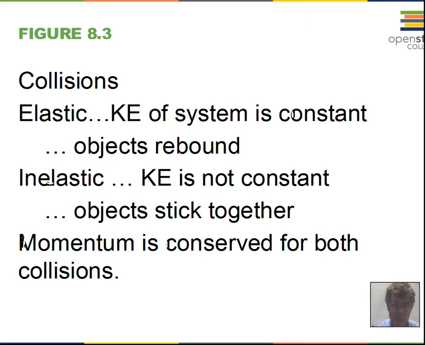Truly elastic collisions happen at the atomic level or subatomic level. More common are the inelastic, and in this course we will consider completely inelastic, where the objects stick together, and the kinetic energy definitely is not constant in this situation. Momentum, however, is conserved for both types of collisions. Even though the energy is not constant, momentum is conserved. So elastic, the objects bounce off of each other, kinetic energy is constant. Inelastic, the kinetic energy is not constant and the objects stick together.